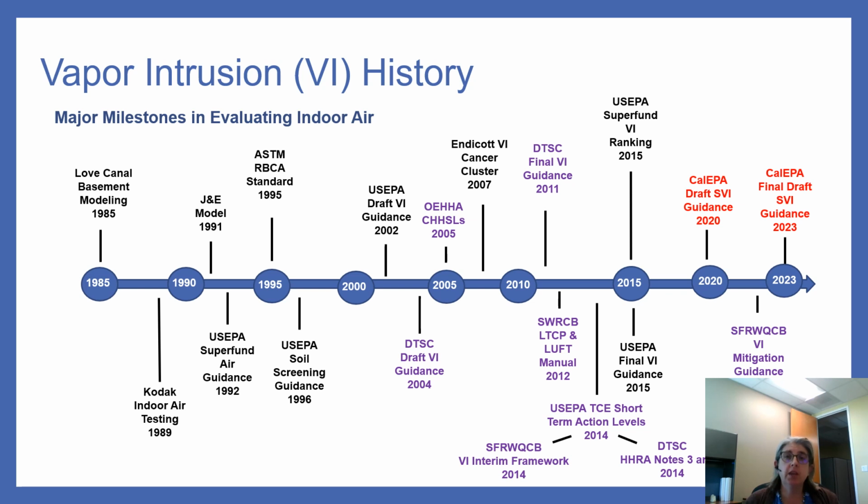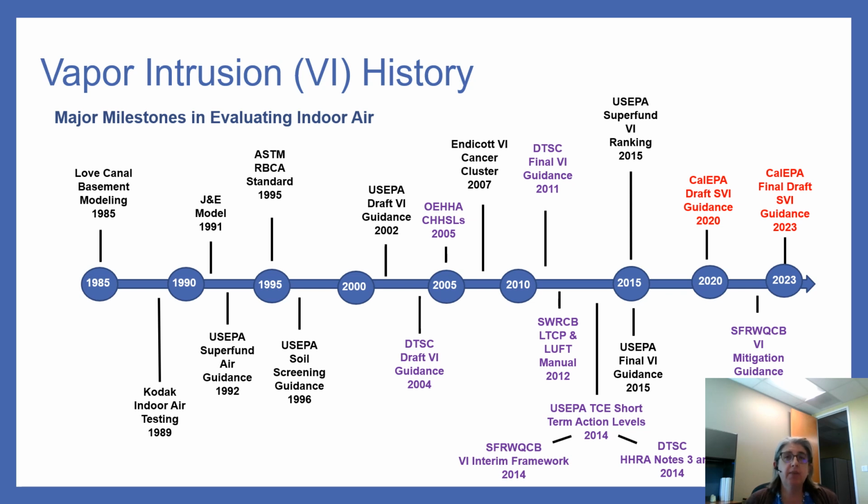In 2002, EPA published its first draft vapor intrusion guidance. This was followed shortly by DTSC's draft vapor intrusion guidance in 2004 and by OEHHA's California Human Health Screening Levels in 2005. As agencies came to understand more about vapor intrusion, updated DTSC, Water Board, and US EPA guidance documents were released from 2011 to 2015. In 2014, US EPA Region 9 developed short-term action levels for TCE, highlighting the health risks and need to take prompt action for vapor intrusion cases.